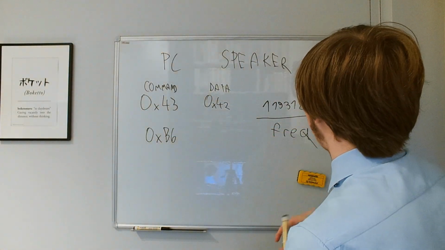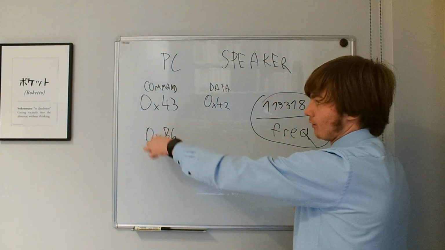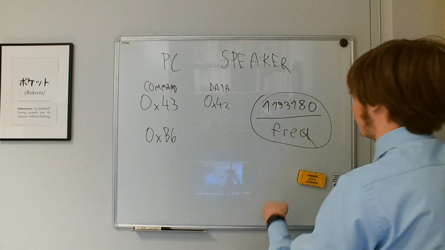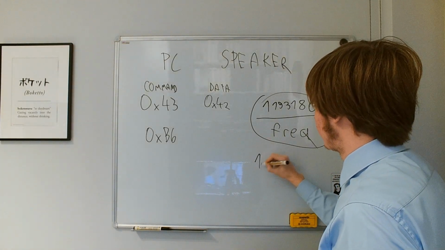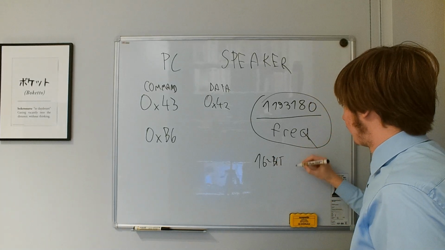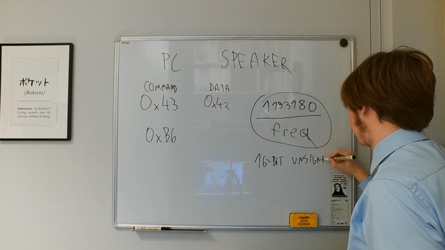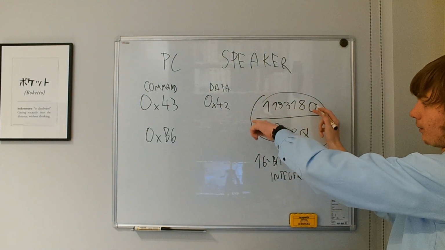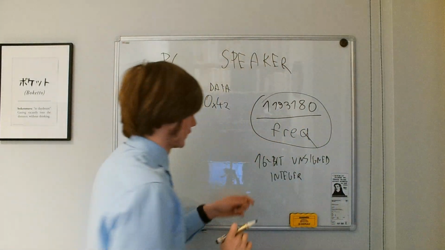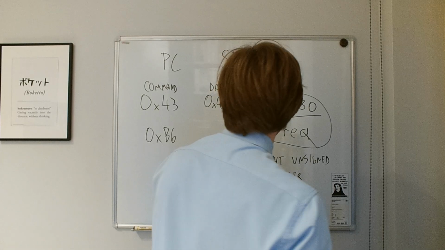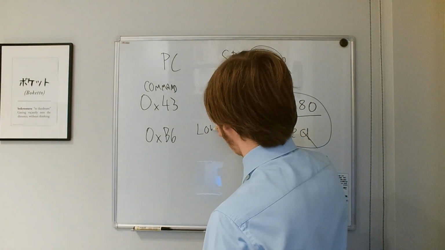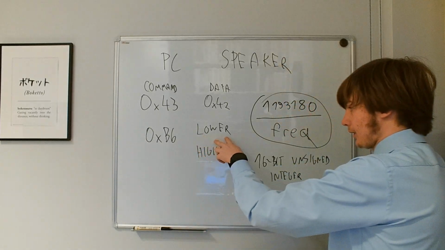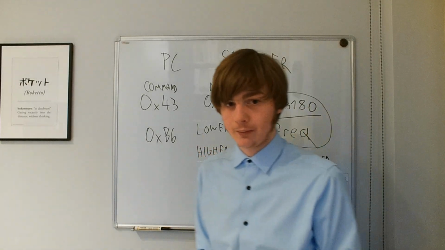By the way, you send this as a byte, right? Those ports only receive bytes, so you have to use outb. But this value, you need it stored as a 16-bit unsigned integer. Once you have stored this number divided by your desired frequency as a 16-bit unsigned integer, you want to first send the lower half, and then the higher half. So first you send the last 8 bits, and then the first 8 bits.